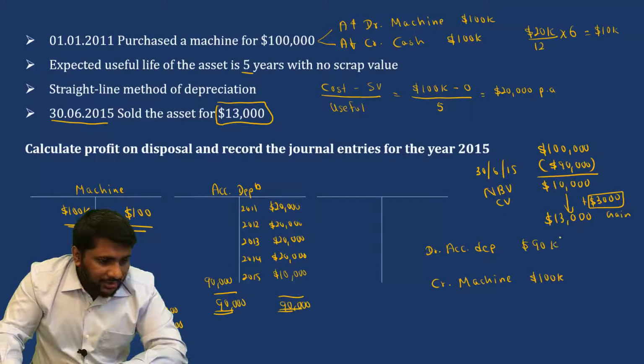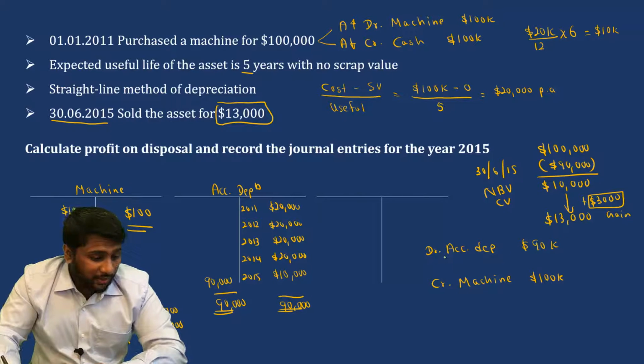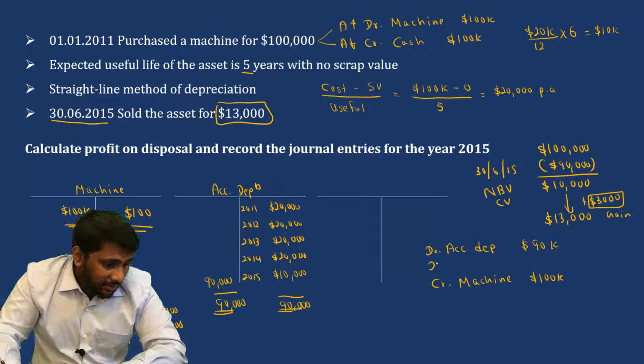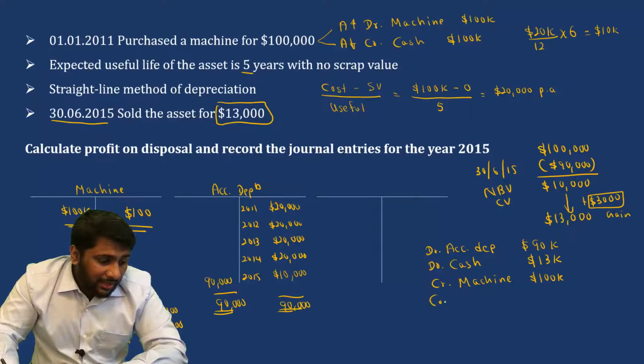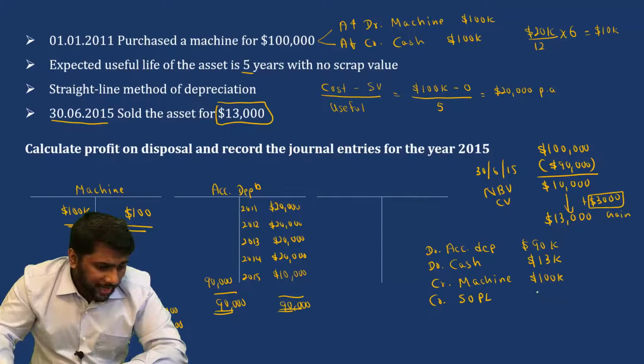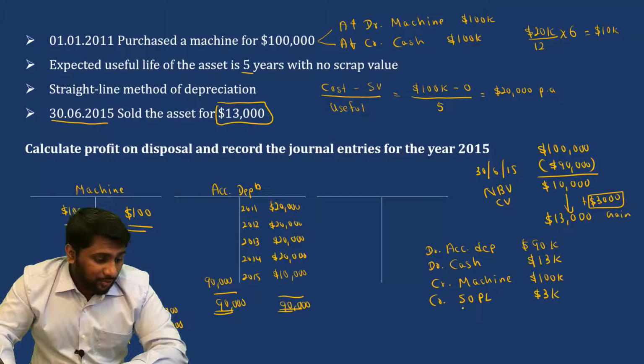And what you have to understand is, by selling the asset in this particular example, you will get cash. So cash increases, asset increases, it's a debit record. How much is that? 13,000 US dollars. So your debits are 103,000, your credit is only 100,000. So the remaining 3,000 for the credit, what is that? It is for your statement of profit or loss. How much is that? 3,000 US dollars. What is that? Gain on the disposal. So that is the gain on the disposal.